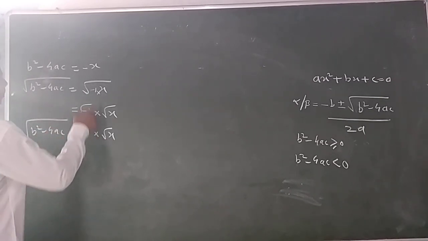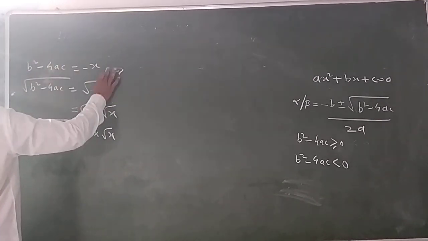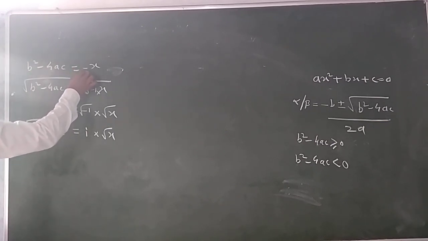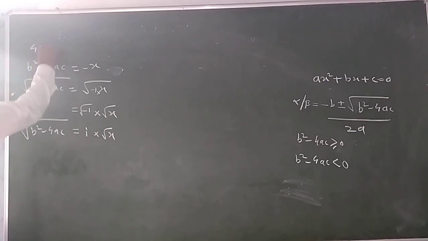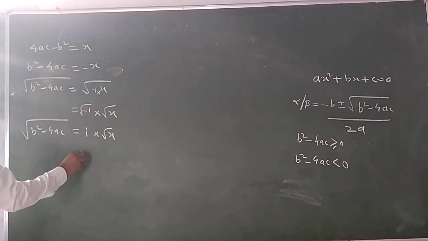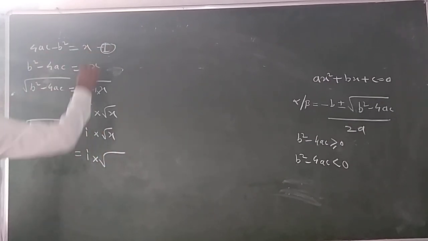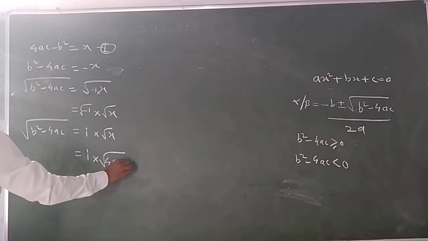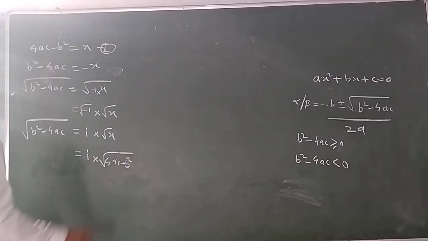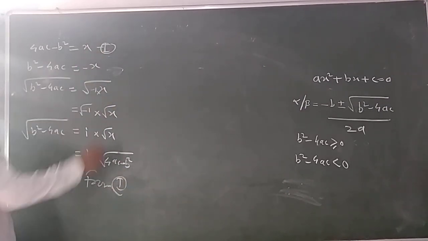So what is x? Multiply both sides by minus 1: minus will become plus and plus will become minus, so x is equal to 4ac minus b square. Put this value here: i into under root x, and the value of x from equation first is 4ac minus b square.